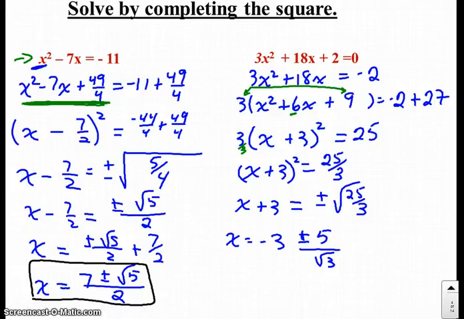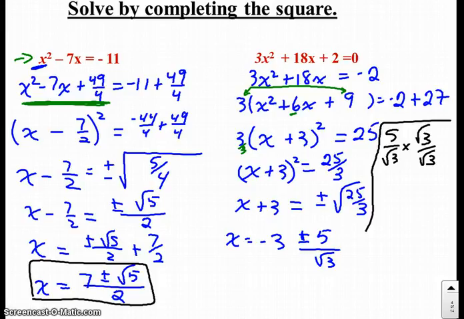So this is an acceptable solution, but we usually don't like having a radical in our denominator. So if you recall how to rationalize a denominator, we're going to take 5 over radical 3 multiplied by radical 3 over radical 3. That's the value of 1. Radical 3 divided by radical 3 is 1, so we're going to change the form. So 5 times radical 3 is 5 radical 3. Radical 3 times radical 3 is just 3. That allows us to simplify the solution.